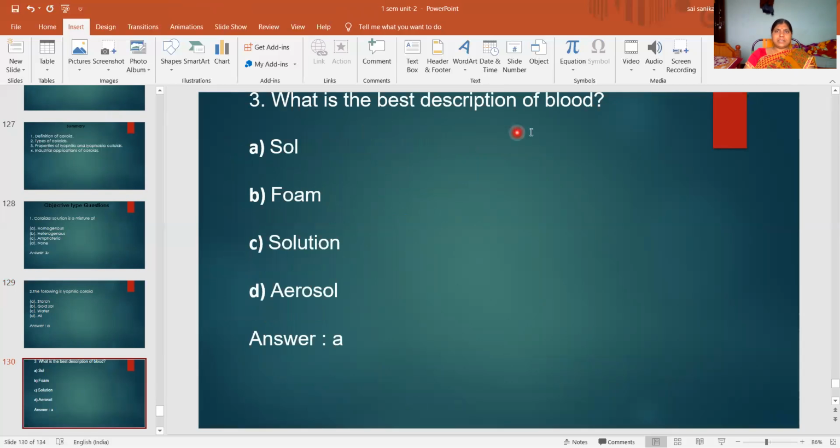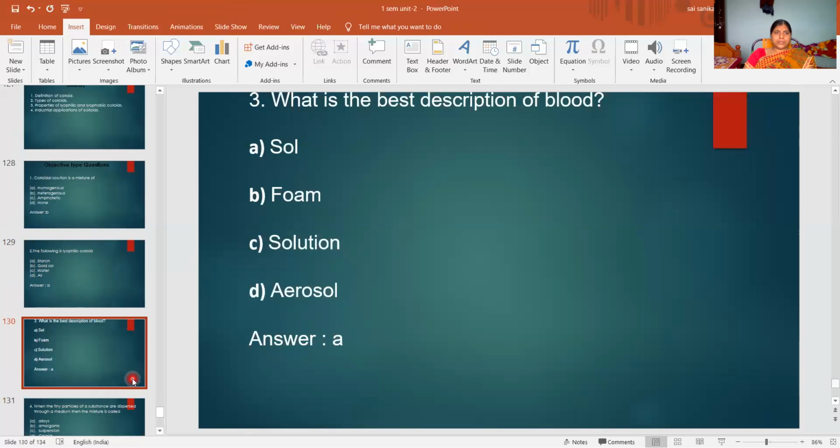Then what is the best description of blood? Is blood an aerosol? No. Is blood a solution? No. Is blood a foam? No. Blood is a sol, that is solid in liquid type. Colloids are called, okay, sols. So the answer is A, sol. So blood is a sol.